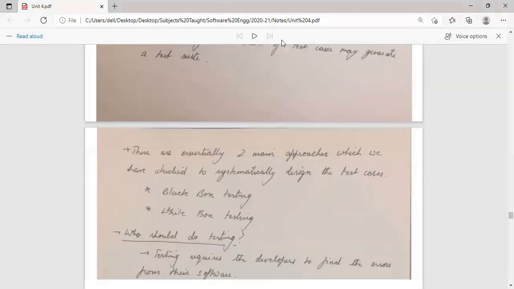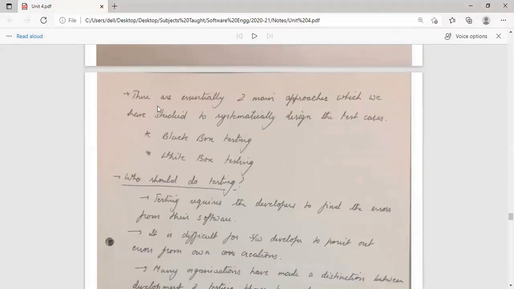Moving further, we have already seen that there are two main approaches of testing, which are black box testing and white box testing. So we have to design the test cases according to these different types of black box testing and white box testing, as I have just taken an example of equivalence partitioning. That is a type of black box testing. And what are the different types of white box testing? You have branch coverage testing, decision coverage testing, statement coverage testing, and path coverage testing.